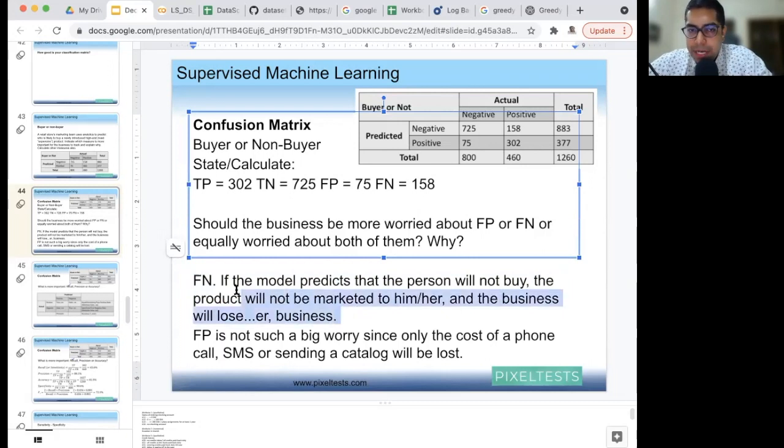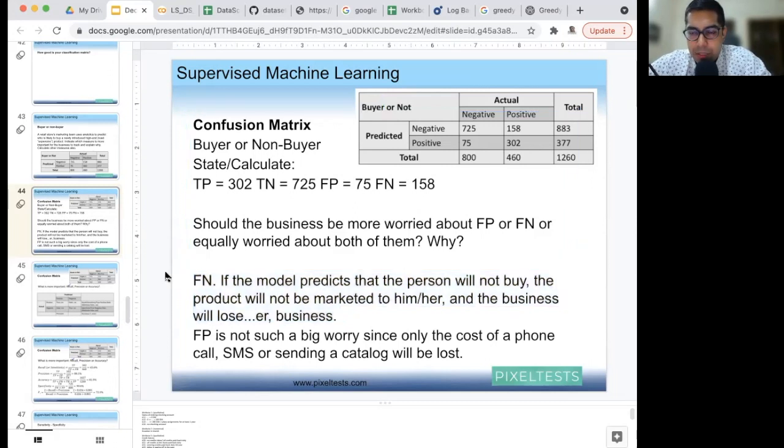Did you understand this marketing department? Why FN is most important for the marketing department? Guys, did you understand why FN is important for the marketing department?